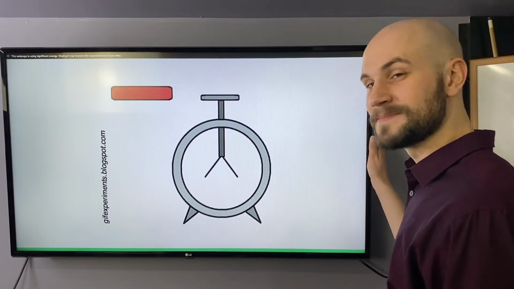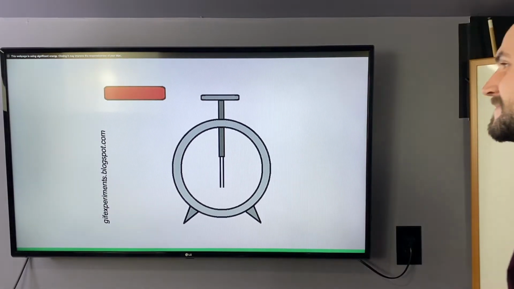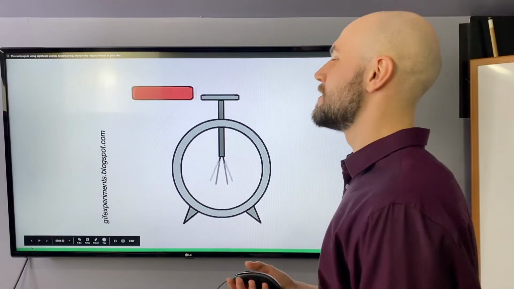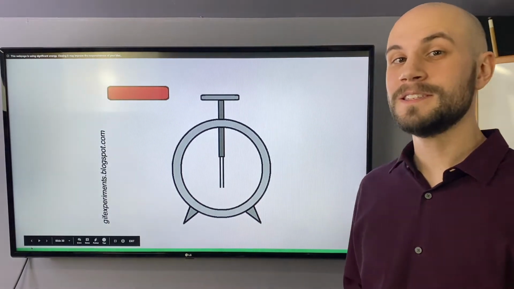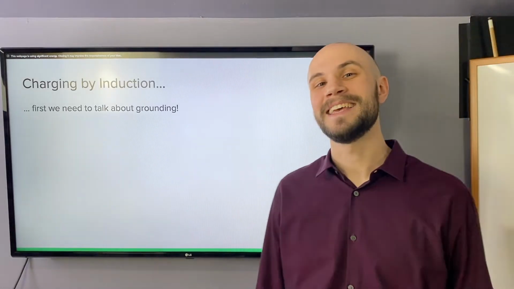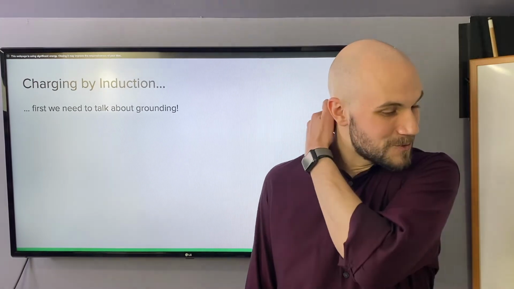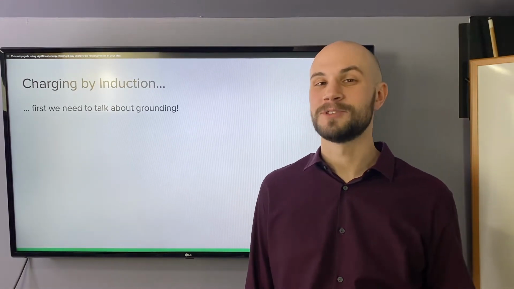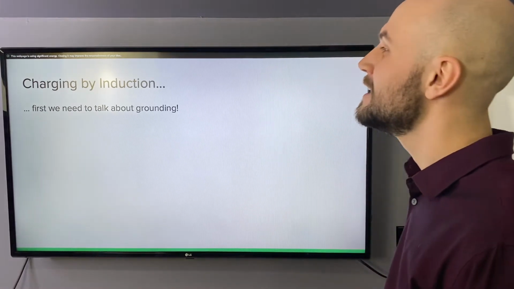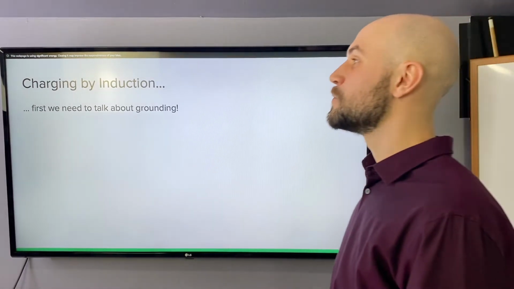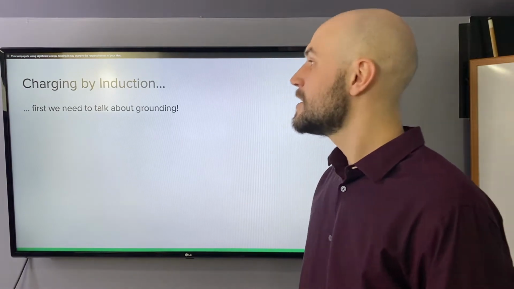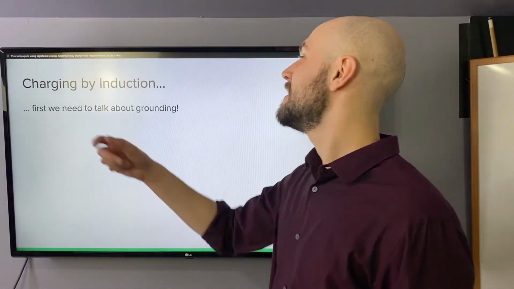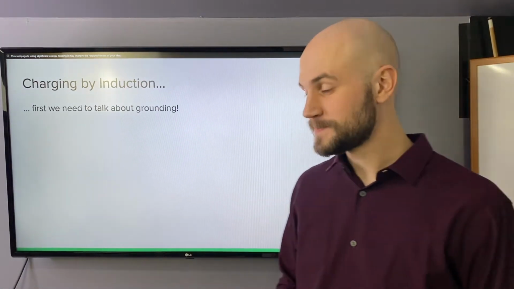All right, next. The third method of charging that I want to discuss is charging by induction. What's cool about this method of charging is there's actually no direct contact between the two objects. So how can this occur? Before we formalize what charging by induction means, we need to talk about this idea of electrical grounding.